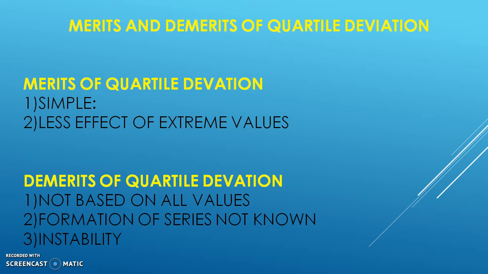It is not based on all values. That is why it is less representative. Formation of series not known. We don't know with this method the complete formation of the series. Instability: the calculation of quartile deviation is significantly influenced by change in sample of the population. Therefore, it suffers from instability.